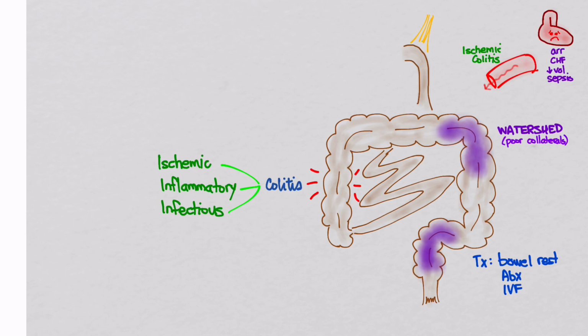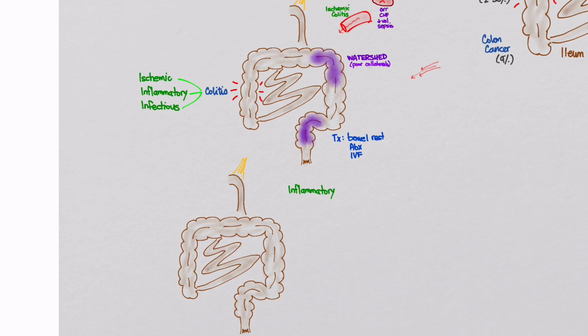And so your treatment would be to treat, obviously, the underlying cause, but also bowel rest so that bowel doesn't need as much blood flow, IV fluids to get increased flow to there, and antibiotics to prevent any infection from translocation of bacteria. And I should let you know, this is not the same as mesenteric ischemia. This is ischemic colitis.